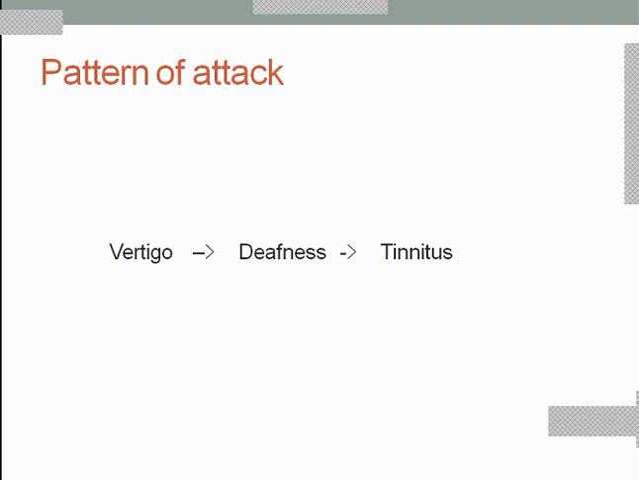Investigations include pure tone audiometry. This is a pure tone audiometry. Sensorineural hearing loss is seen, which is mostly affecting the lower frequencies. These are the lower frequencies and these are the higher frequencies. So Meniere's disease is only affecting the lower frequencies. That results in the tip left side of the curve.